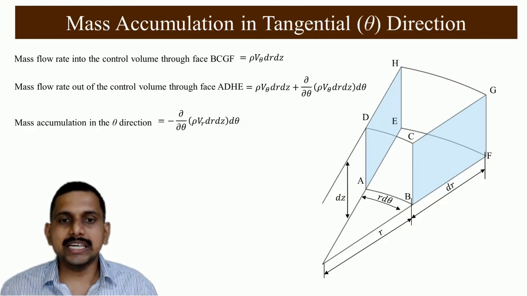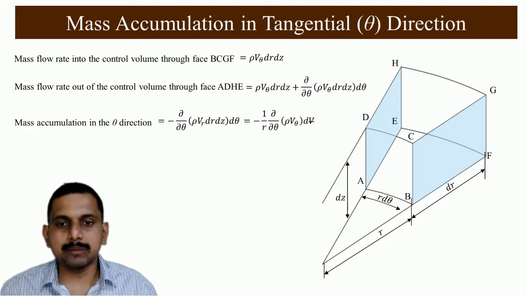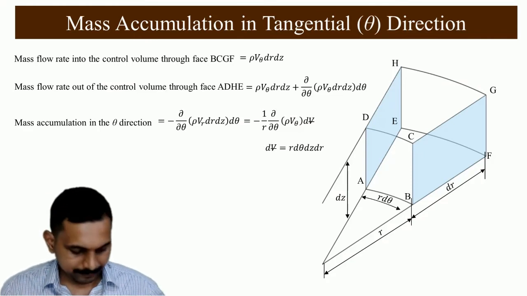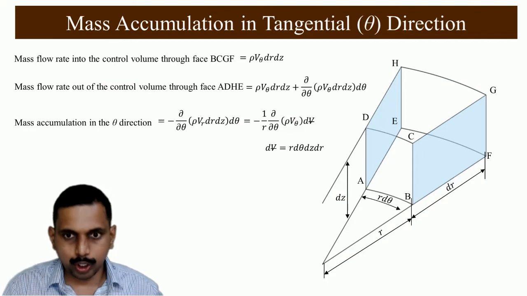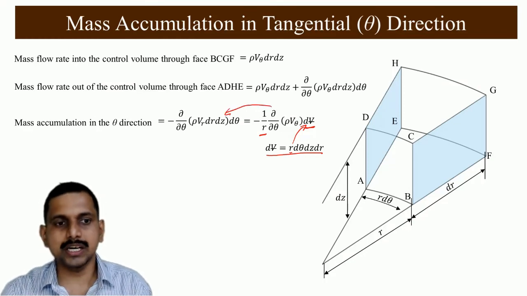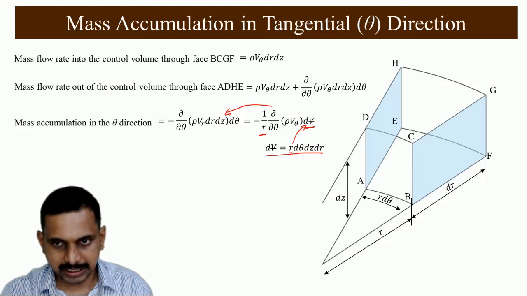Now dr dz dθ, dz can be taken out, and when you multiply and divide by r, we get the volume there. So this dV is the volume. This particular thing is the volume here. So dV is equal to r dθ dz dr. Since this r is accommodated here, there has to be one r so that the previous one comes. Okay. So this is the mass accumulation in the theta direction.